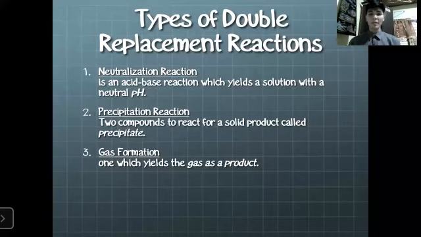Number 3, gas formation. Gas formation is one which yields a gas as a product. So precipitation and gas formation have a lot in common: if you get a solid compound, it is a precipitation, and when it is a gas compound, it is a gas formation. So here are the examples.